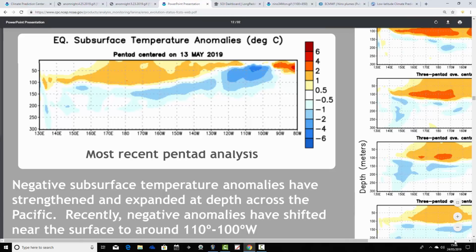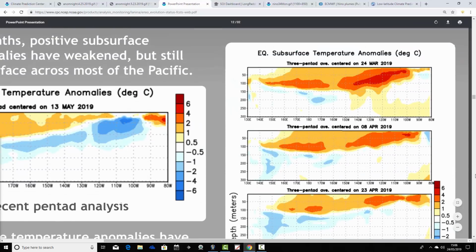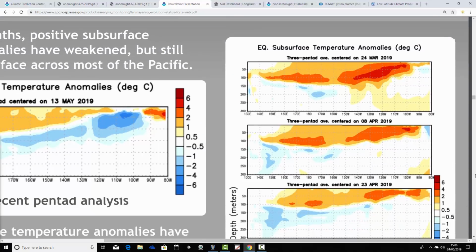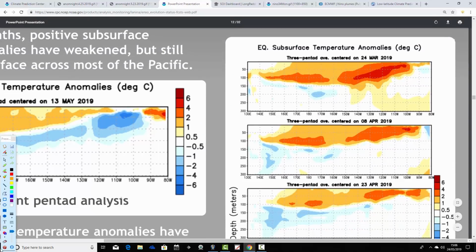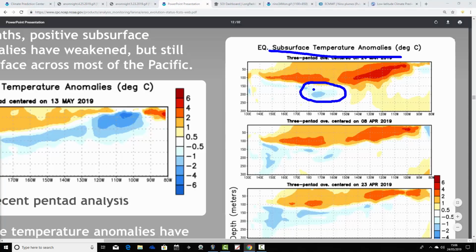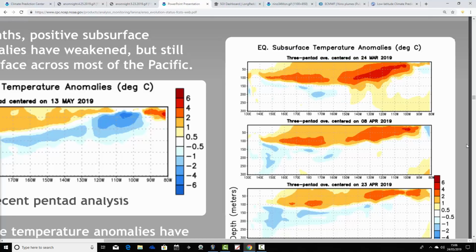So if we look over here, you can see how those cold average subsurface temperature anomalies have expanded over the past few weeks. So this box just here is showing the subsurface temperature anomalies for the 24th of March. Hardly any cold average subsurface temperature anomalies there. Then just a little bit of blue, but otherwise it's orange and red all the way. So well supported with the El Nino down to quite a low depth.